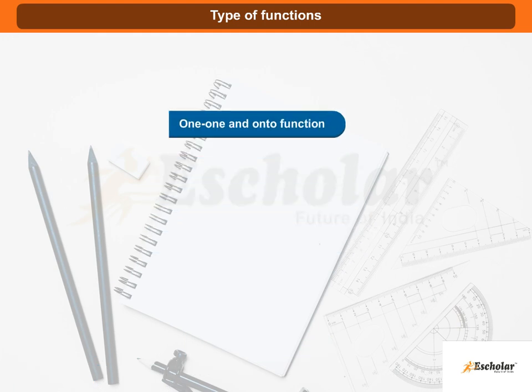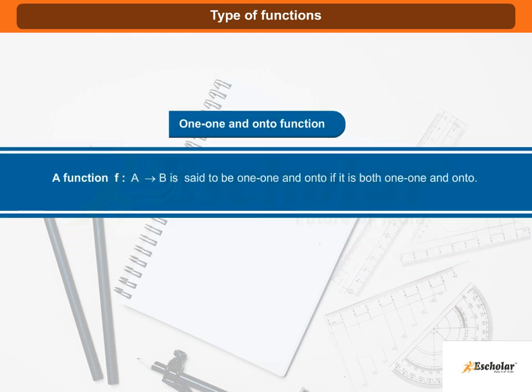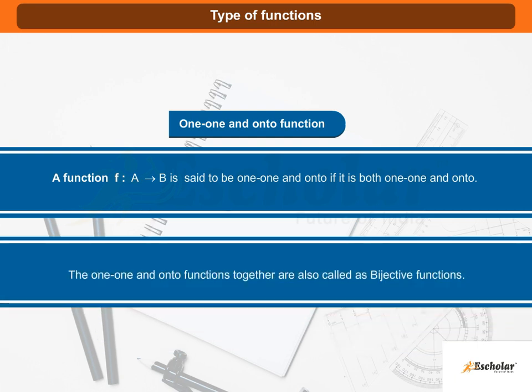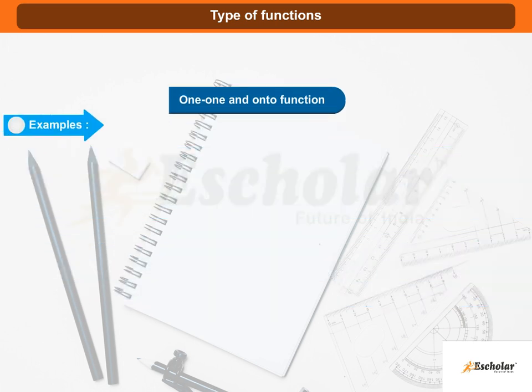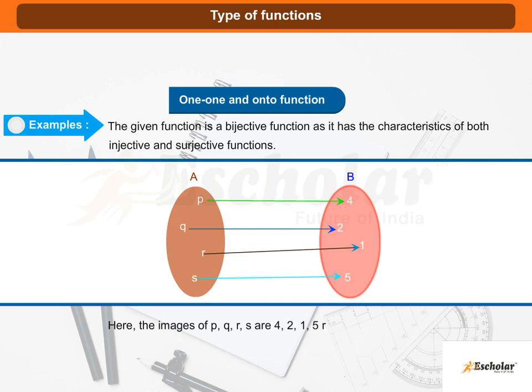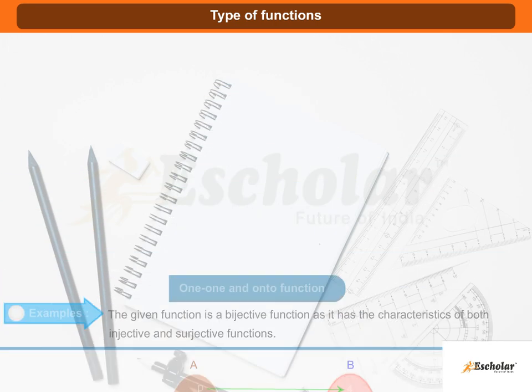One-one and onto function. A function f from A to B is said to be one-one and onto if it is both one-one and onto. The one-one and onto functions together are also called bijective functions. For example, the given function is a bijective function as it has the characteristics of both injective and surjective functions. Here the images of P, Q, R, S are 4, 2, 1, 5 respectively.